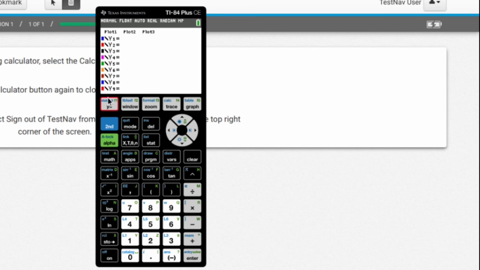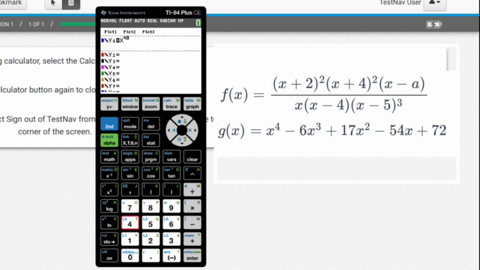So let's go to y equals and type out g of x. X is my button right there. To the 4th, make sure I go to the right to get out of the exponent, minus 6x cubed. You could do cube by doing math 3, or you could do to the 3rd, move to the right, plus 17x, there's my x squared button, minus 54x plus 72.